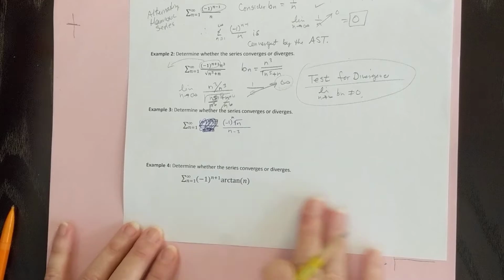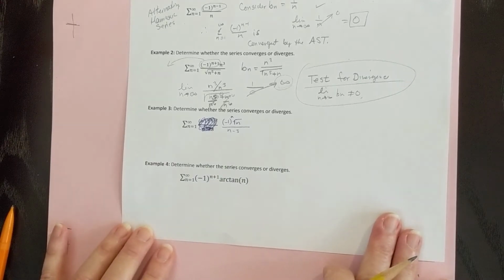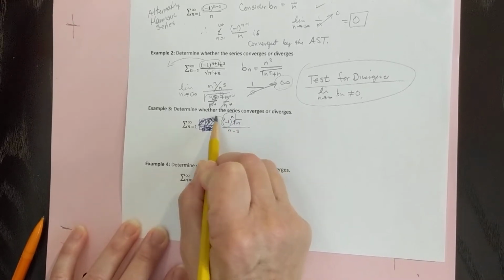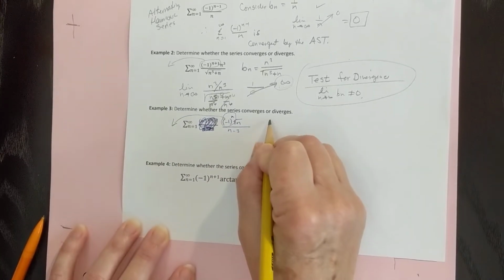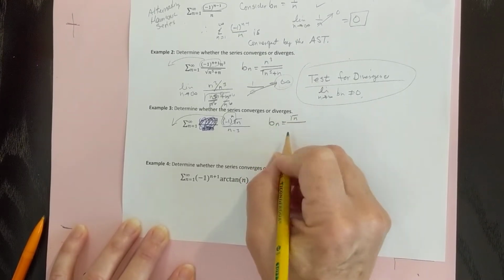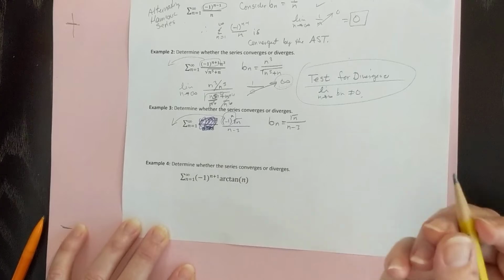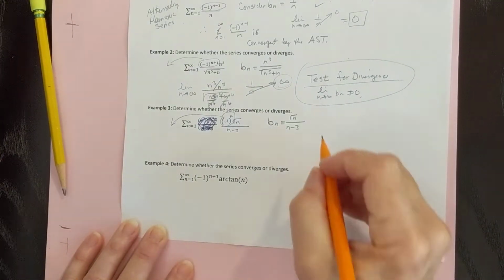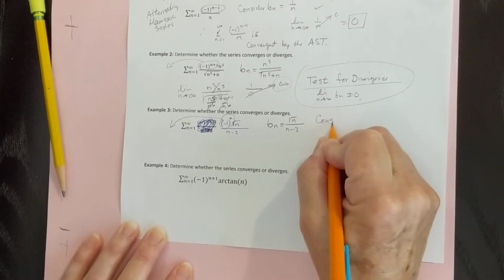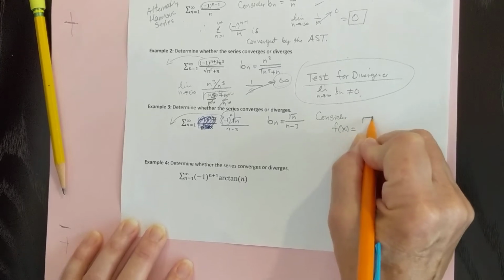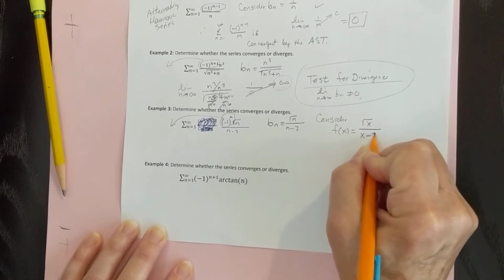All right, let's look at example 3, which says determine whether the series converges or diverges. So this is an alternating series. Again, if we take this alternating part and dismiss it for the moment, we look at b sub n, which is the square root of n over n minus 3. Is this decreasing? This time I would like to take the derivative. So we'll consider the function f of x, which is the square root of x over x minus 3.